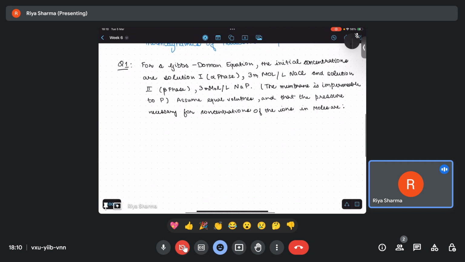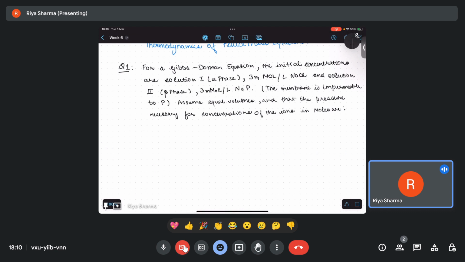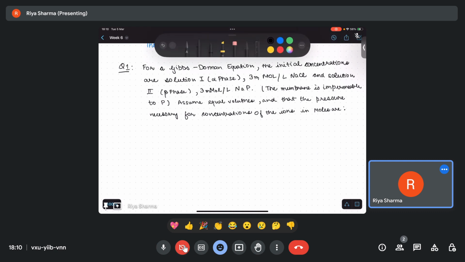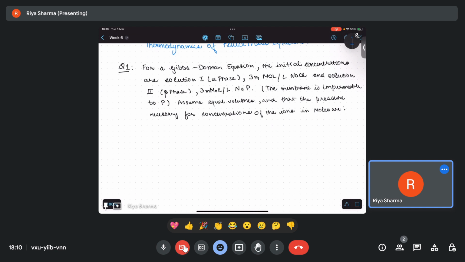So this is our first question. What has been given to us is that the initial concentration is 3 millimolar NaCl and 3 millimolar NaP, so that is equal molar. One thing given to us is that it is impermeable, and it says equal volumes. So it is asking the pressure necessary for the solution.